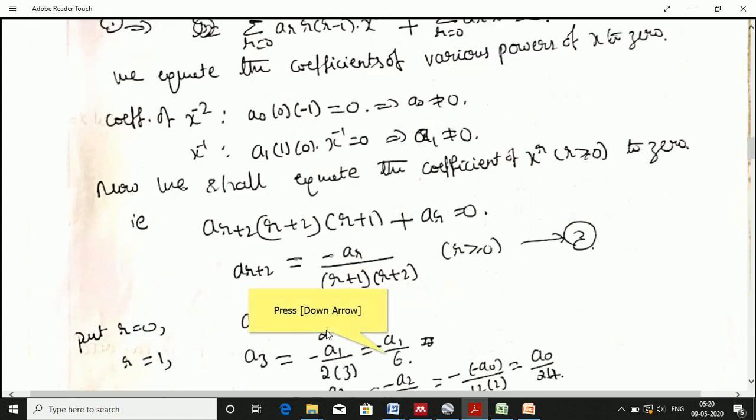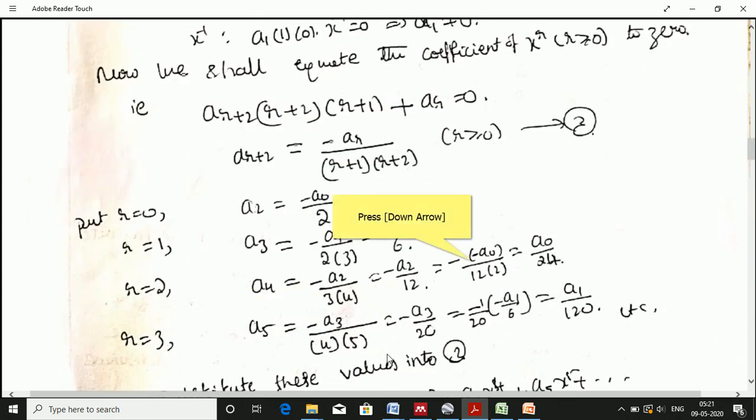If r equal to 0, put r equal to 0 in equation 3. It is of the form a2 is equal to minus a0 divided by (0 plus 1) which is 1, into 2, so a2 is minus a0 by 2. That means I obtained a2 in terms of a0. If I substitute r equal to 1 in equation 3, 1 plus 2 is 3, so a3 is equal to minus a1 divided by (1 plus 1), which is 2, into (1 plus 2), which is 3. 2 into 3 is 6, so a3 is minus a1 divided by 6. We obtained a3 in terms of a1.